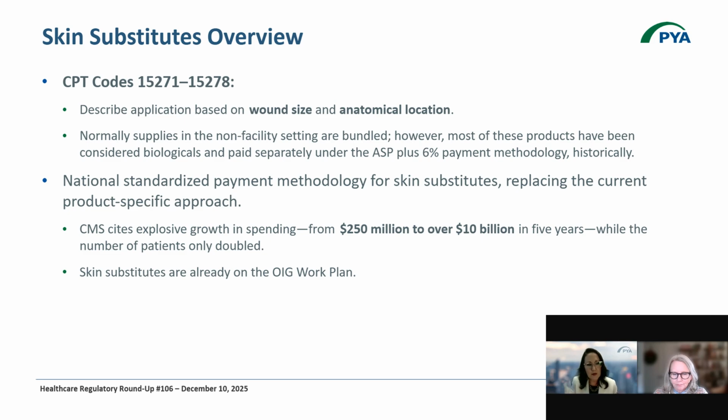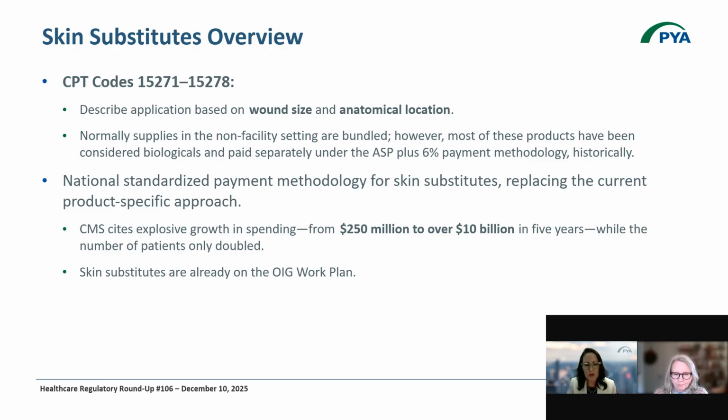But the way that the supply was paid for was based on the ASP plus 6% methodology for each of those specific supplies. But what CMS found was over the past 5 years, the cost has gone from $250 million to over $10 billion worth of spend related to these services, and the patient count has only doubled. So whereas there was a 40-fold increase on the costs, the patient count has only doubled. So they can see that there's a misalignment with this, that the value has increased without any kind of mitigation or regulation, and they want to get this aligned and figured out.